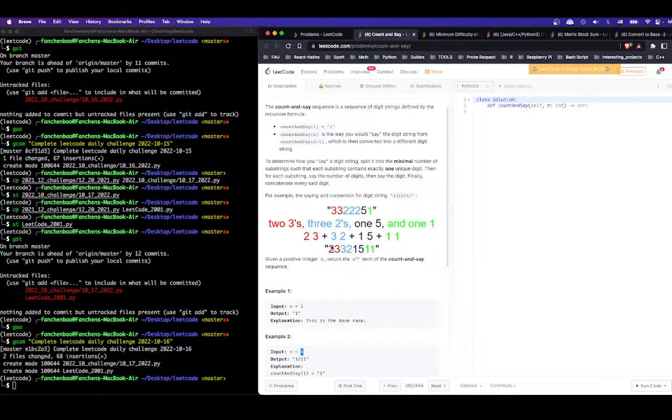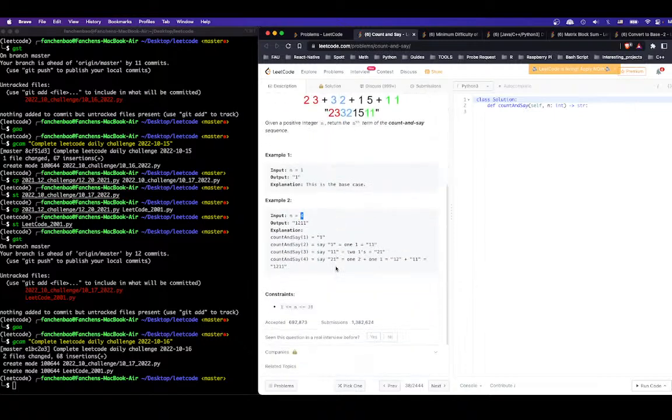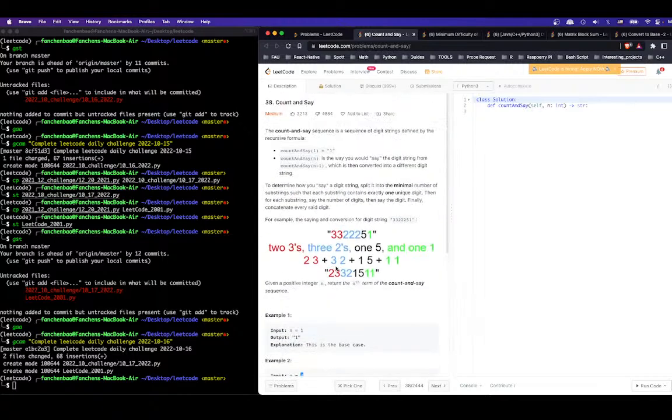So you say 1 will be 1. So count and say 2 will be the way you will say the digit string from count and say 1. So F2 is going to be 1, 1. F3 is going to be 2, 1. Right? So 1, 1 will be 2, 1. And F4 will be 1, 2, and 1, 1. I think I know what this one means. Pretty simple, but alright.